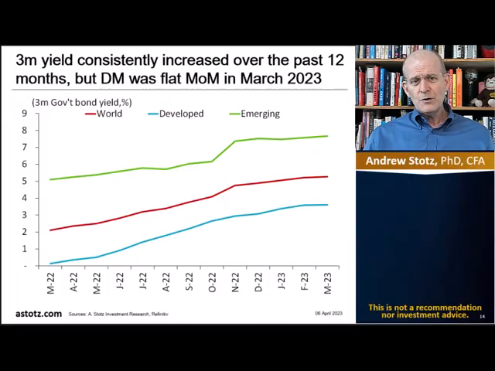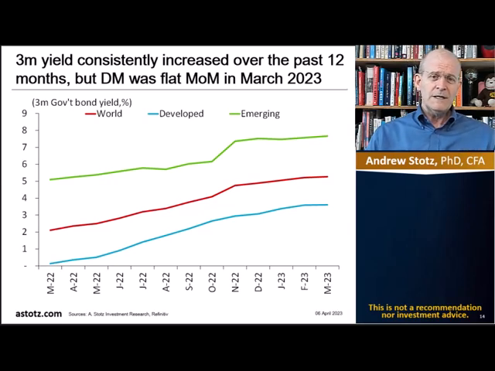This chart shows how 3-month government bond yields moved over time. And the first thing you can see on this chart is that in November of 2022, boom, emerging markets shot up pretty significantly. So what happened in November? Well, we'll talk more about that in just a bit, but let's look at this.